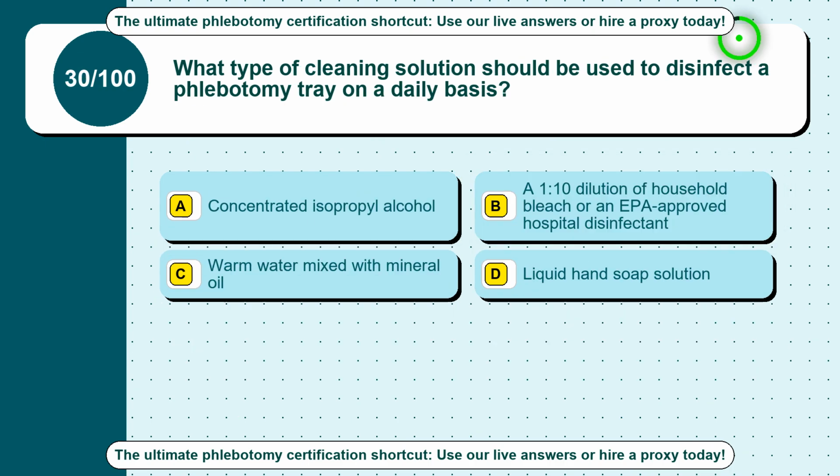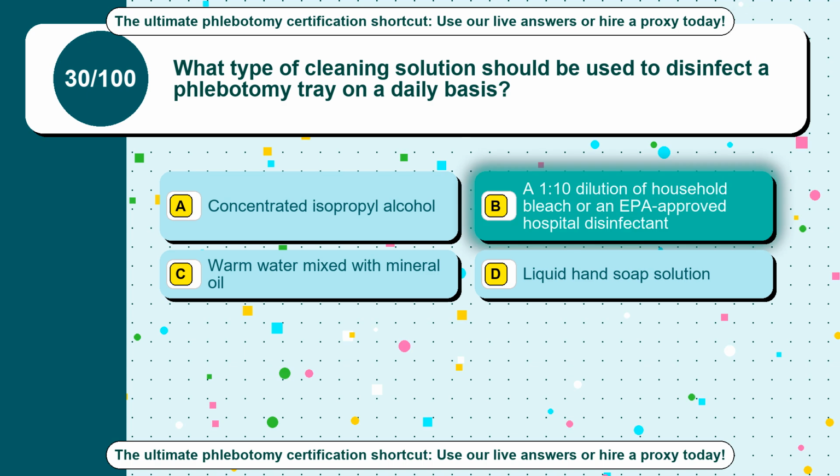Question 30. What type of cleaning solution should be used to disinfect a phlebotomy tray on a daily basis? Option A. Concentrated isopropyl alcohol. Option B. A 1:10 dilution of household bleach or an EPA-approved hospital disinfectant. Option C. Warm water mixed with mineral oil. Option D. Liquid hand soap solution. The correct answer is option B.